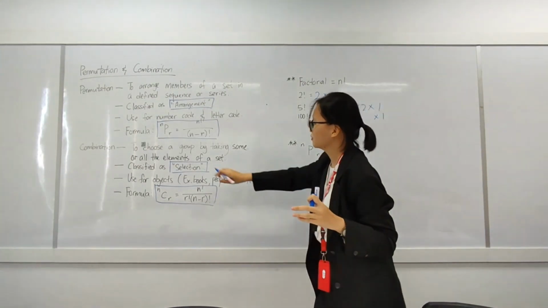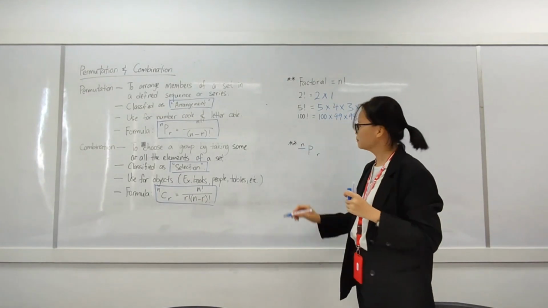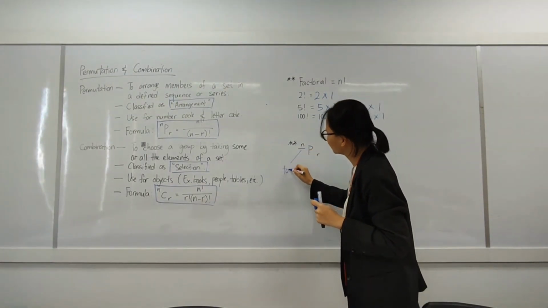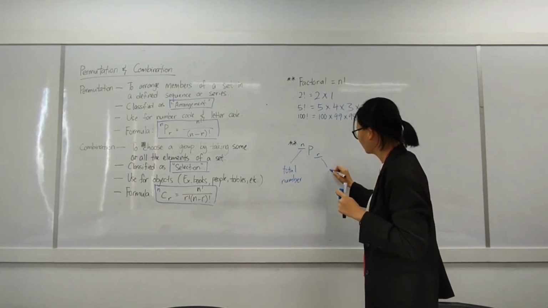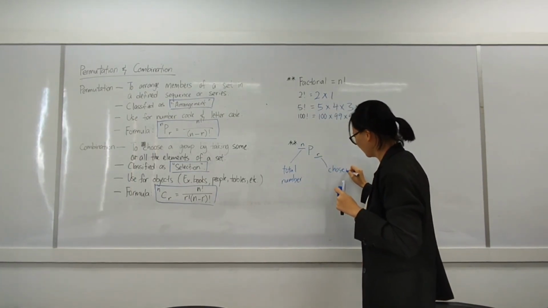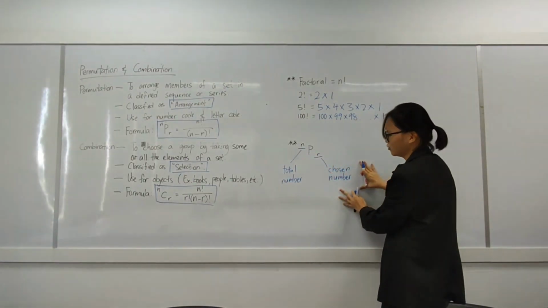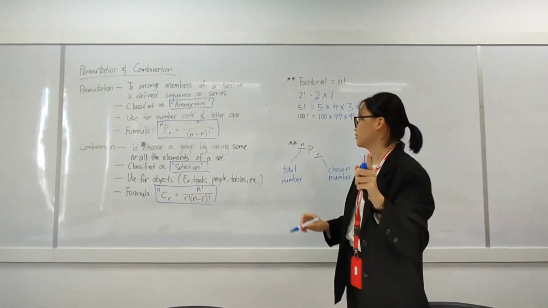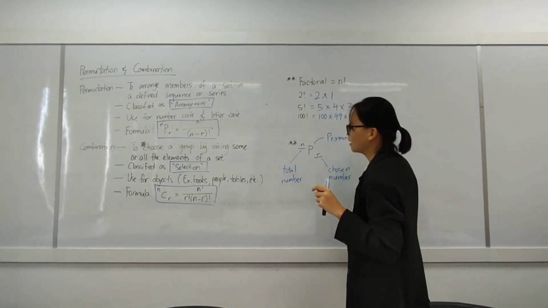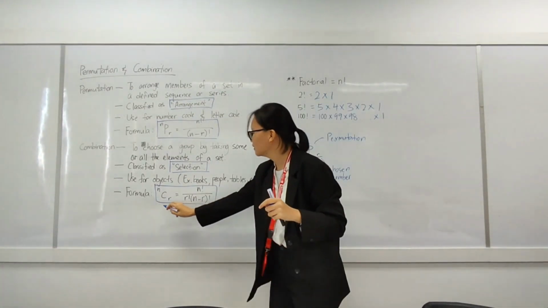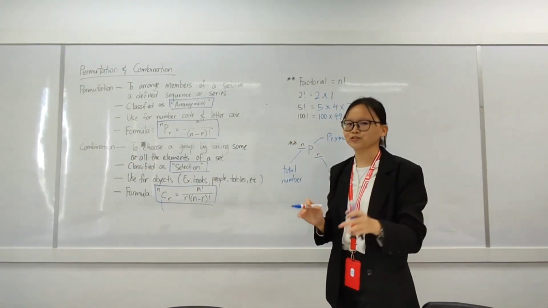Here, as you can see, nPr and nCr. So what is n? n means the total number, and r means the chosen number. This is the total number and the value of the chosen number. Remember, P is for permutation, and C is for combination. Alright.